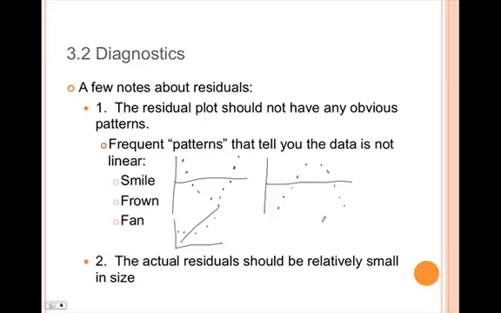And then the last one that you should be on the lookout for is a fan. You won't see these as often, but a fan means that at first I had small residuals, and then as the x values increase, those residuals get bigger and bigger and bigger. That means my data fanned out, which meant initially it was really strong and then it got weaker. The fan could go in the other direction. I could start with these big residuals and then get smaller and smaller. Those are all indicators of data that is not actually linear.